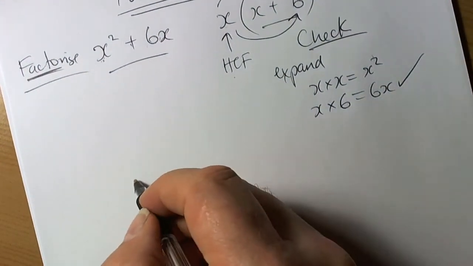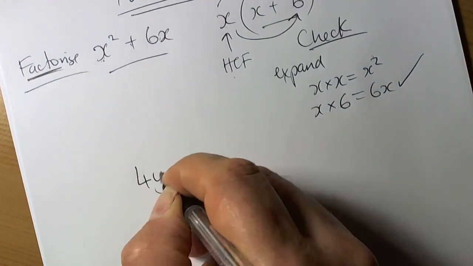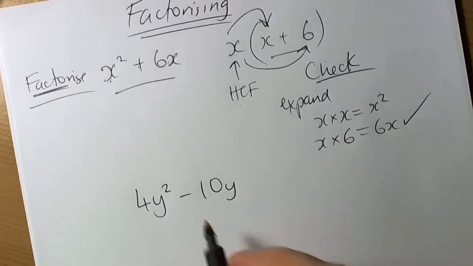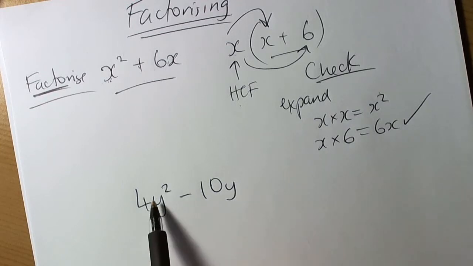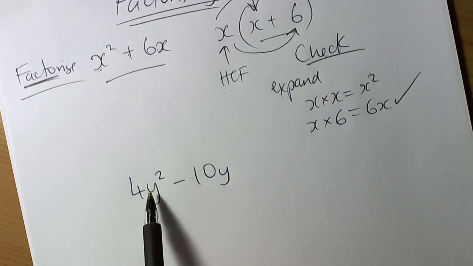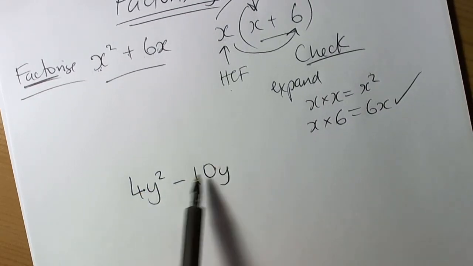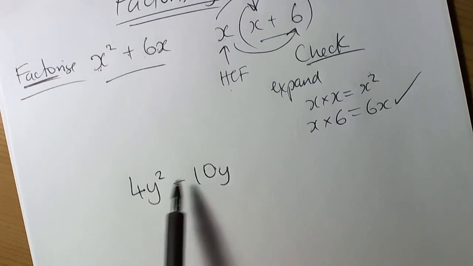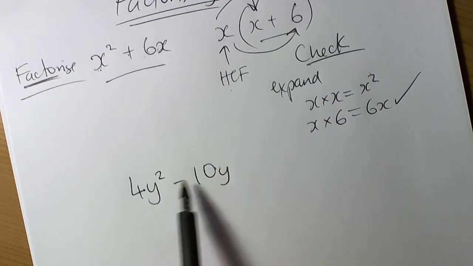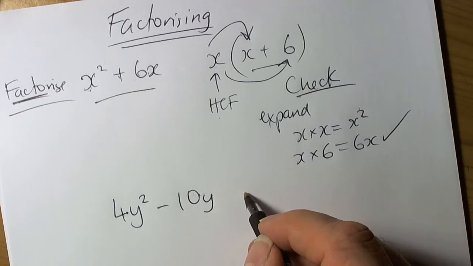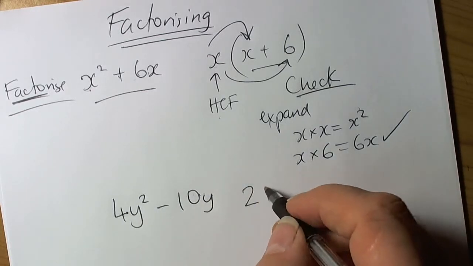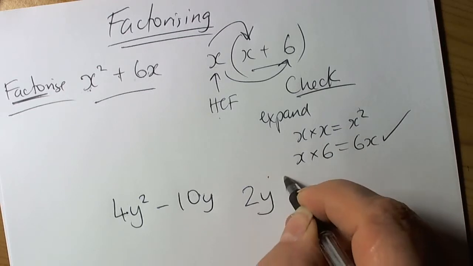Another example, they could ask you to factorise 4y squared, take away 10y. If they ask you to do something like this, again, it's the same technique. You ask yourself, is there a common factor to all terms? Well, in these two terms, we can see that 4 and 10 both divide by 2, so they have a common factor of 2. And y squared and y both divide by y, so it has a common factor of y as well. So outside the bracket, because this will be a single bracket factorisation because both terms have a common factor, outside the bracket will be 2y.